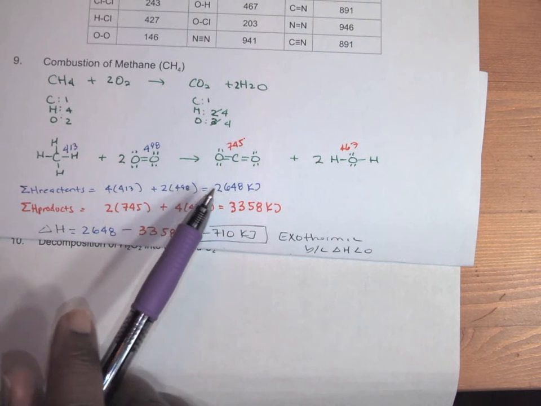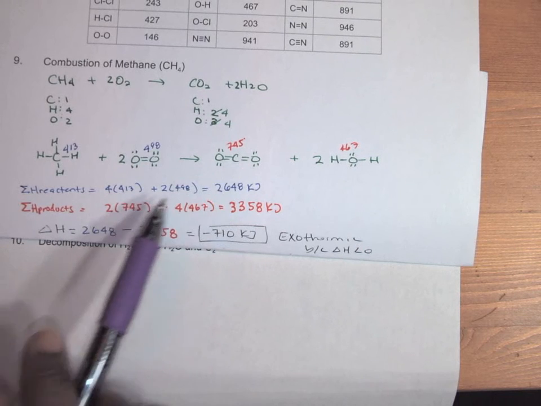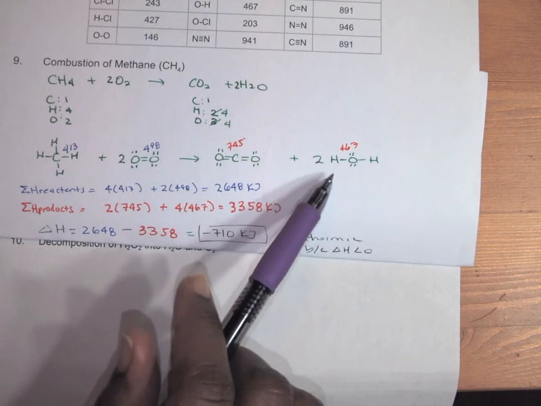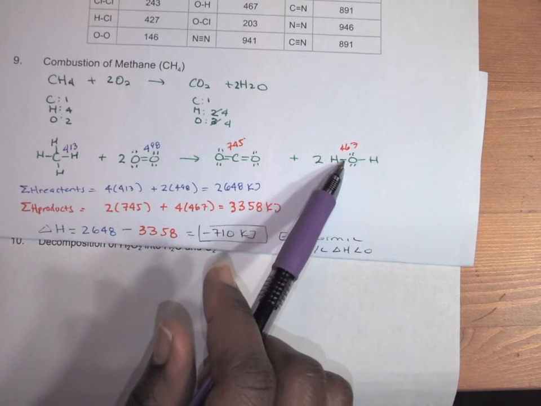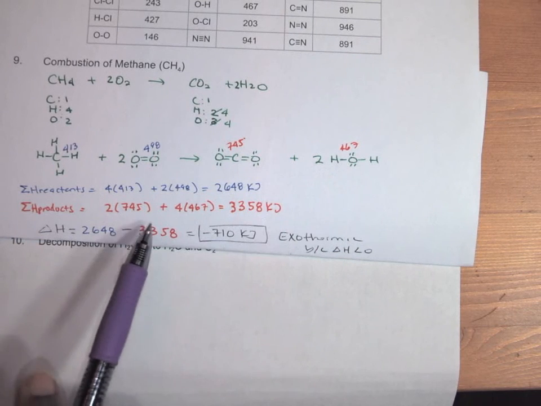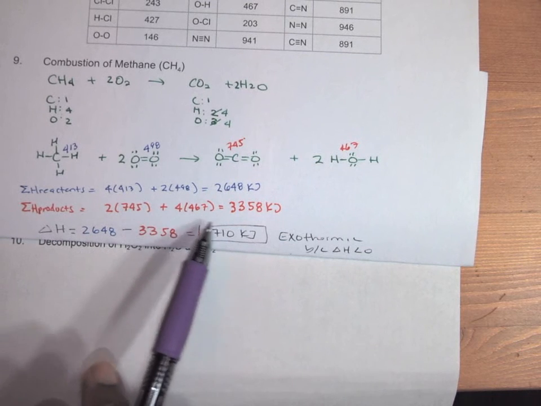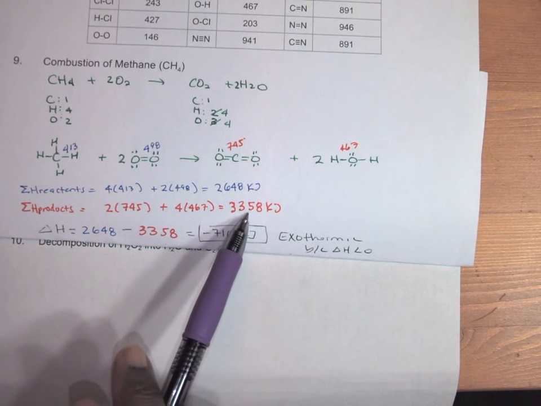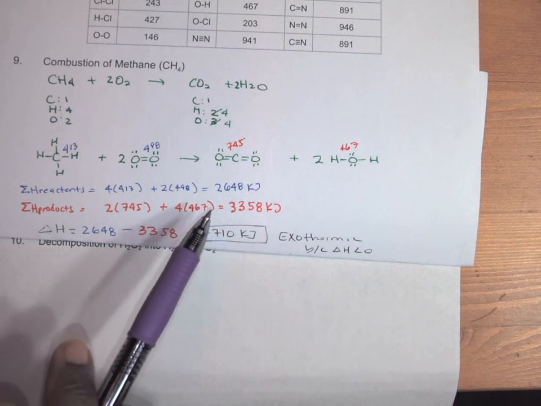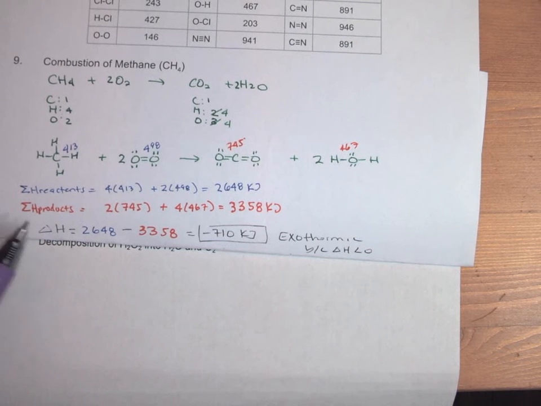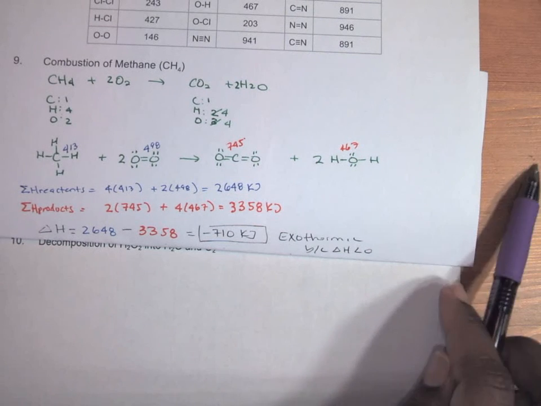We do the same thing for the products. In the products, I have a CO2 molecule with 2 carbon-oxygen double bonds, so I do 2 times 745. And then here I have 2 water molecules, each having 2 oxygen-hydrogen single bonds. And so that means I have a total of 4 oxygen-hydrogen single bonds. So I do 4 times 467. And then I get my sum to be 3,358 kilojoules. When I subtract the sum of enthalpy for the reactants and the products, I get negative 710 kilojoules, and that means it's exothermic because delta H is less than 0.